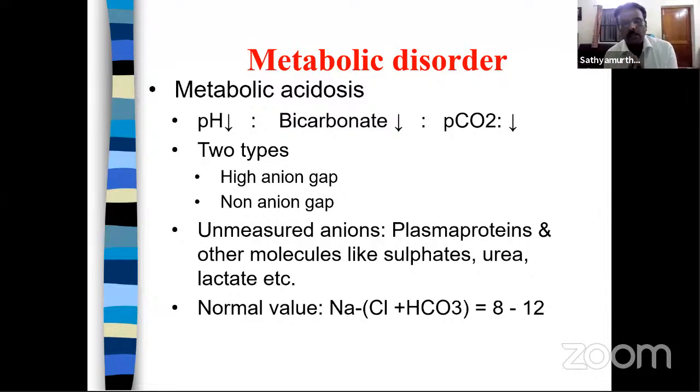So for normal calculation, what we do is we take sodium, and then you add chloride and bicarbonate, and then you subtract: sodium minus chloride plus bicarbonate. Normally it should be 10 plus or minus 2. So 8 to 12 should be a normal anion gap. If the anion gap is more, then it is high anion gap acidosis. If the anion gap is normal, it is non-anion gap acidosis.